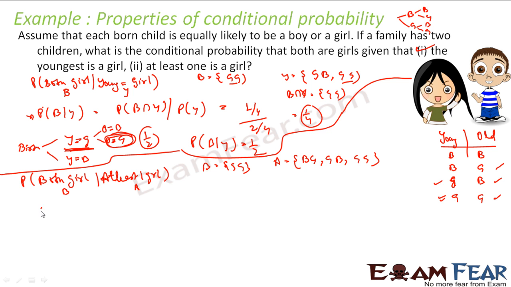Same thing here. The probability of B given A is the probability of B intersection A divided by the probability of A. Correct? So B intersection A will have how many elements? Only 1 is common. So this becomes 1 by 4. The probability of A has 3 elements, so this becomes 3 by 4. Correct? So what you get is 1 by 3.